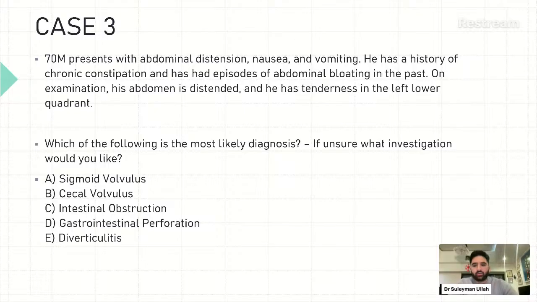So yeah, we don't need to go through the history. This is what would be a classic history of it. I won't go too much into it because we know the answer now already. But yeah, this is a sigmoid volvulus. Well done.